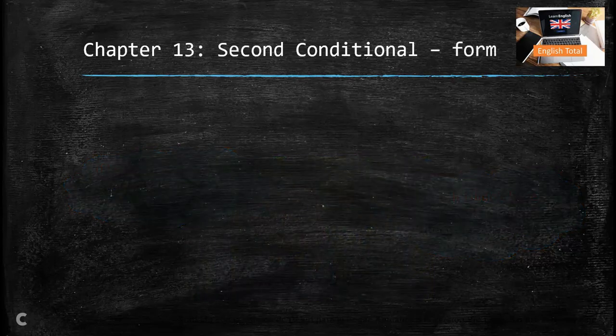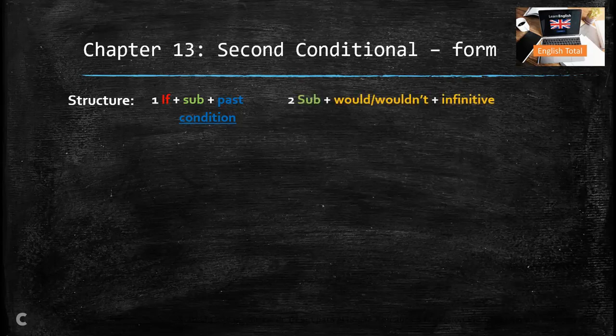Okay, so let's have a closer look at the structure for the second conditional. Like the first conditional, the second conditional is also divided into two sentences. The first sentence starts with the word if, followed by the subject and the verb in past. And it describes the condition. The second sentence is formed by the subject, followed by would or wouldn't, and the verb in infinitive form. And it describes the result of the condition described in the first sentence.